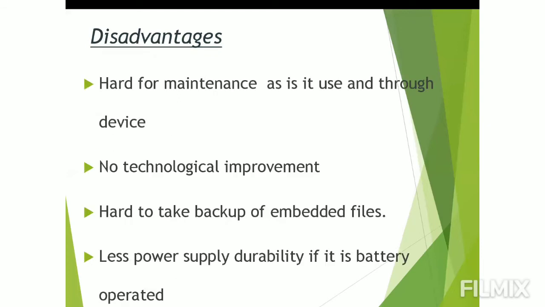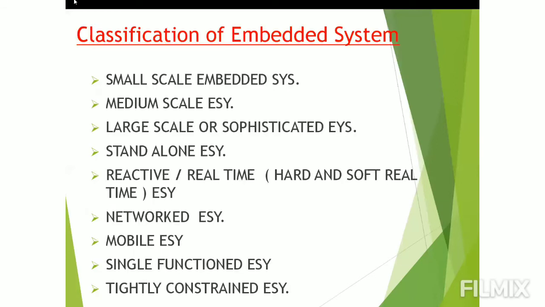Now we will discuss the different disadvantages of embedded systems. The first disadvantage is that it is hard to maintain, and it is a use-and-throw device. No technical improvement. Next, it is hard to take backup of embedded files, and there is less power supply durability if it is battery operated. If the system is battery operated, then there is less durability of power supply.